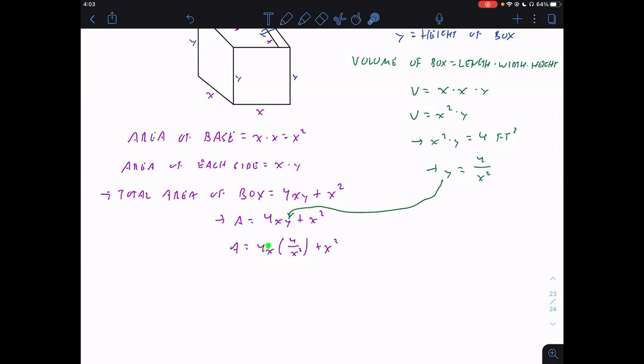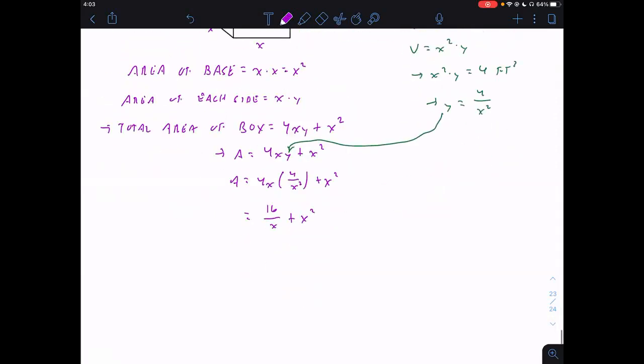All right, let's multiply these. 4 times 4 gives us 16, x over x squared. We're going to have one factor of x cancel out, leaving us with 16 over x plus x squared. Or we can write this as 16 times x to the negative 1 plus x squared. And why did I do that? Why did I bring that x to the top? Because again, we're trying to optimize this function, which means the next step, after rewriting in terms of just one variable, will be to find the derivative.